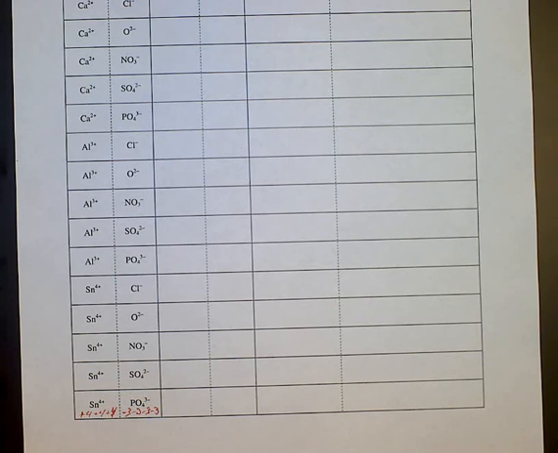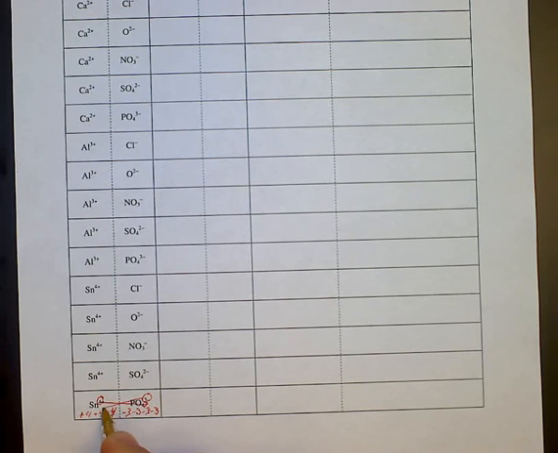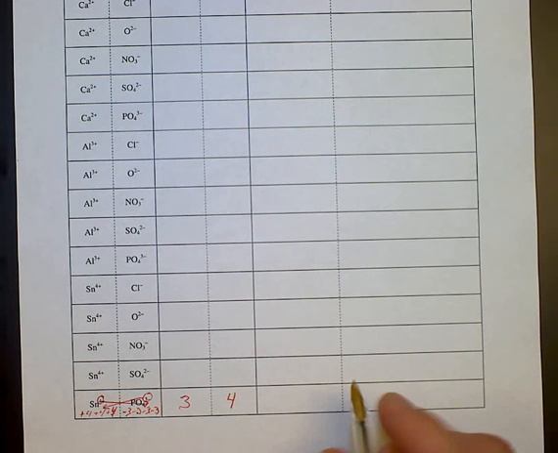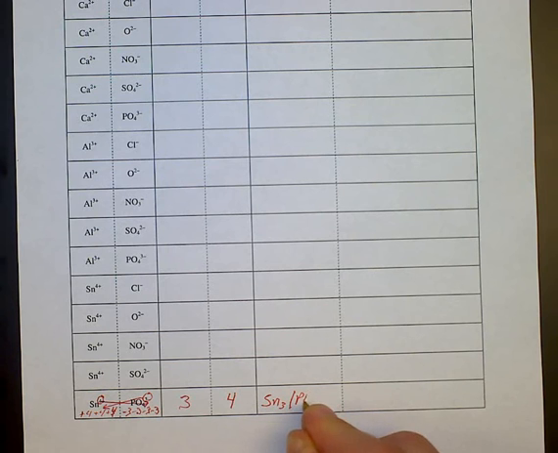The other way to look at this, take the charge, make it the subscript. Take this 3, make it the subscript on the tin. So that I need 3 cations and 4 anions. So my formula is going to be Sn3, and then PO4 is going to have to go in parentheses because I have more than one of them.